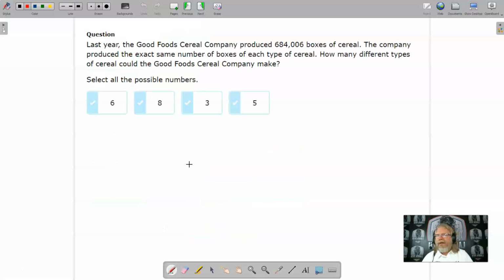On the next one, you're going to get word problems after you get past the 9s. So last year, Good Food Cereal Company produced this many boxes of cereal. This is the number you're going to have to focus on dividing. The company produced the exact same number of boxes for each type of cereal, so they're being divided into equal parts. So we're looking to see, will something divide equally? How many different types of cereal could the company make? Select all the possible numbers. So basically, we need to know which numbers this number will divide by.